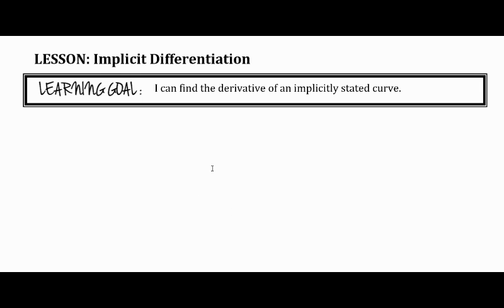So the skill is called implicit differentiation. And first we need to look at what an implicit, or implicitly stated, equation is. So we're going to start with what explicit is.